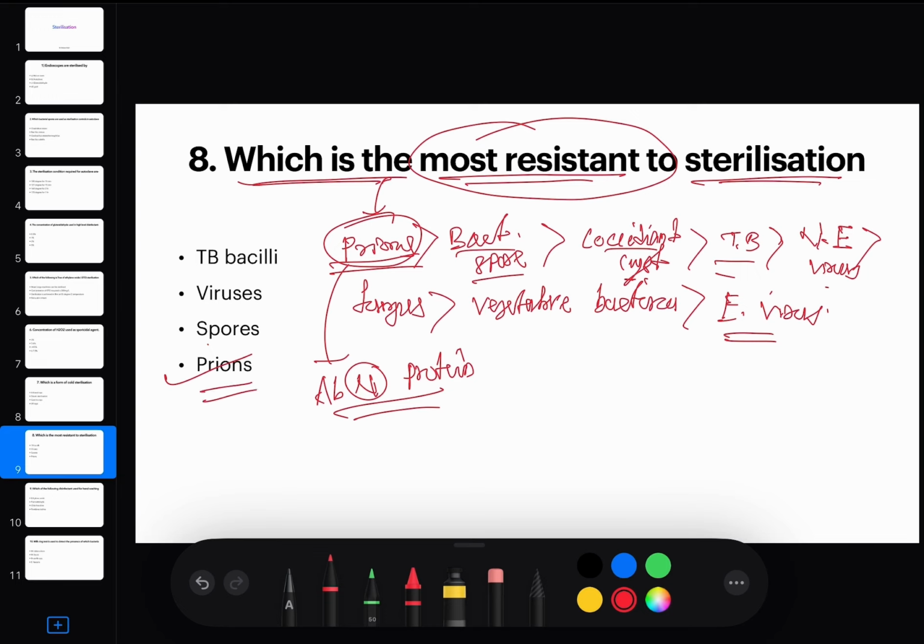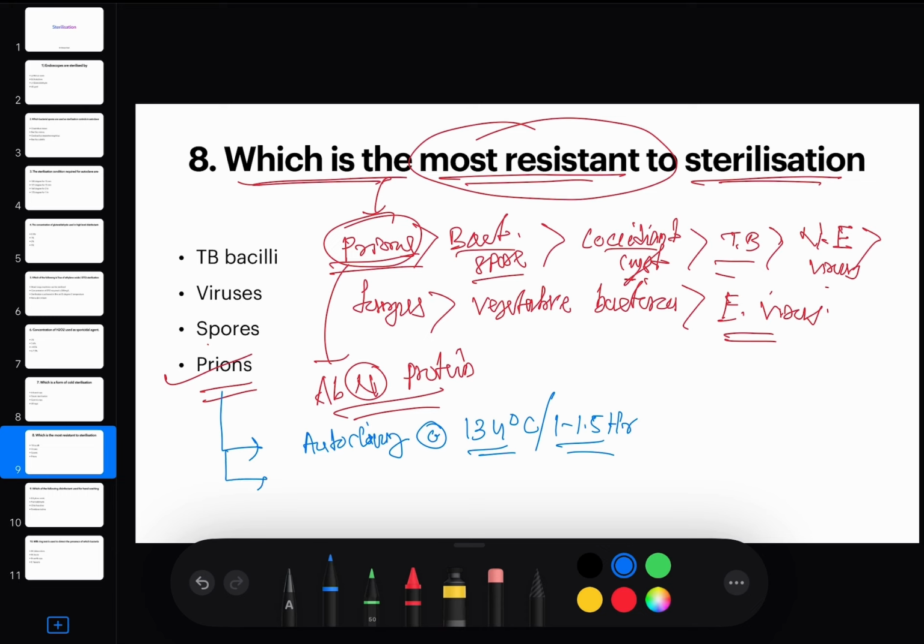Okay. Then if it is the most resistant to sterilization, how can it be sterilized? How will prions be killed? It is killed by autoclaving, not at 121 but at 134 degrees centigrade for 1 to 1.5 hours. The temperature should rise and the time should rise.